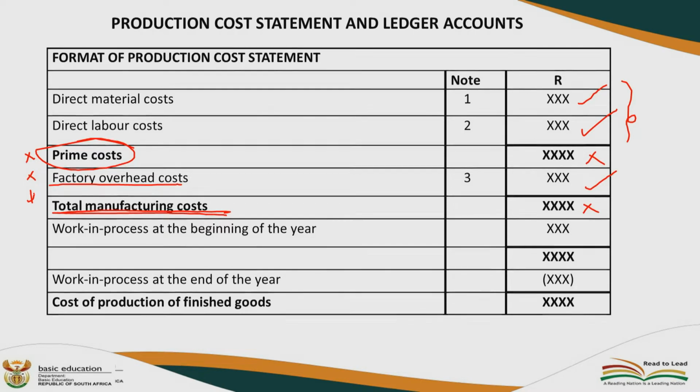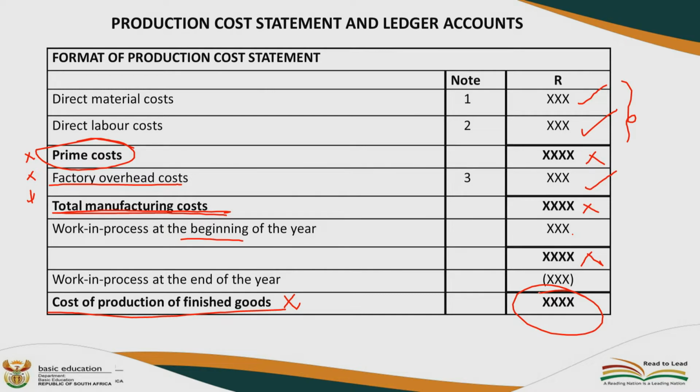Now, when you have the total manufacturing cost, you come to your work in process at the beginning, and then you add it as well. So when you've added it, you now have a new amount here. Then you say work in process at the end, and you subtract it. Remember this, very important, boys and girls: your work in process at the end must always be subtracted. Then at the end of the day, you get what is known as the cost of production of finished goods, which is at the bottom.